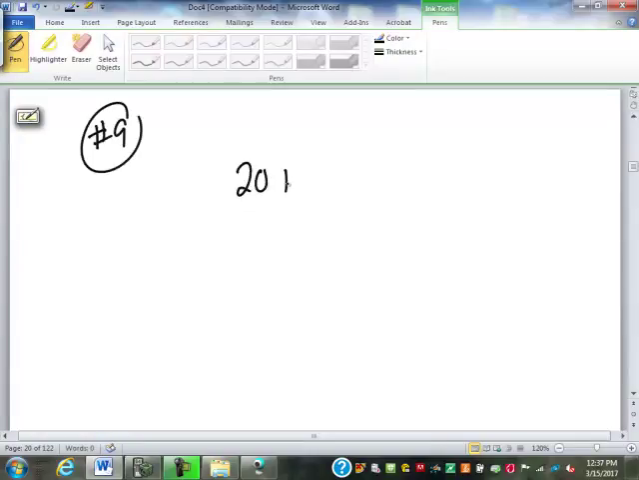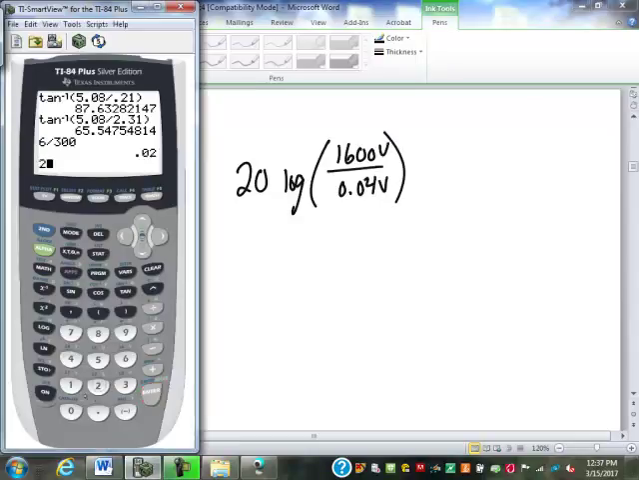So we got 20 times the log of 1600 volts over 0.04 volts. Yep.